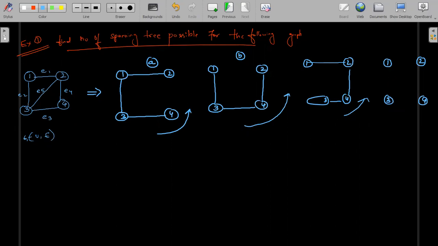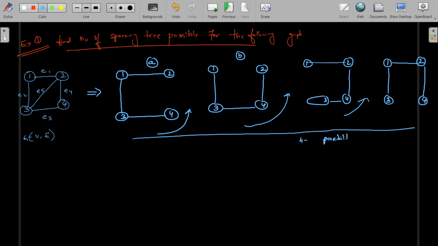Observe here. Can I do like this? Still it is connected. In this diagram, when you do this, can I get 4 possibilities? 4 possibilities are there, with one simple diagram. Yes or no? So 4 we are getting here.